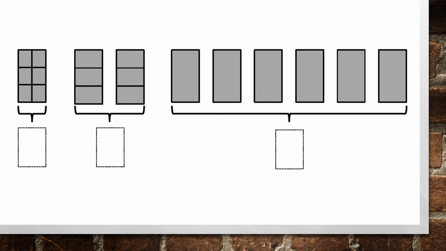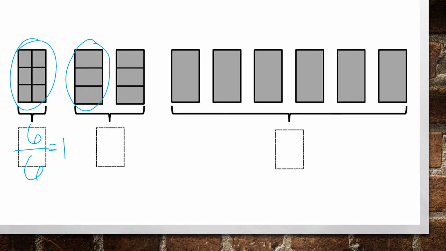Let's look at one more page of these. So remember, we look at the whole to figure out the name in our denominator. This one is going to be sixths. We have 6 shaded in, which is 1 whole.